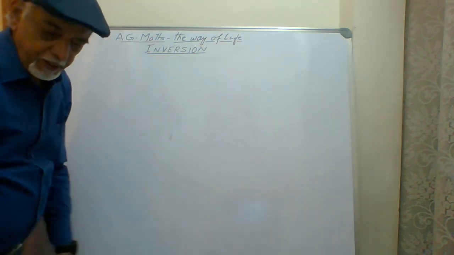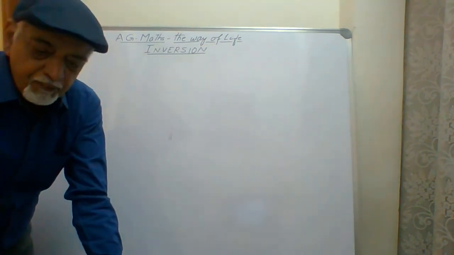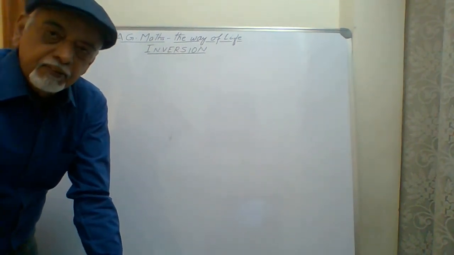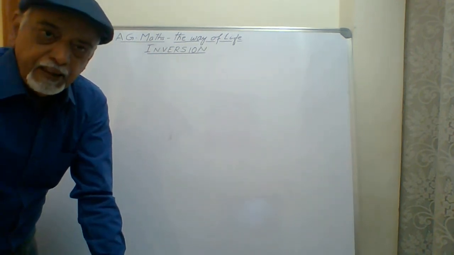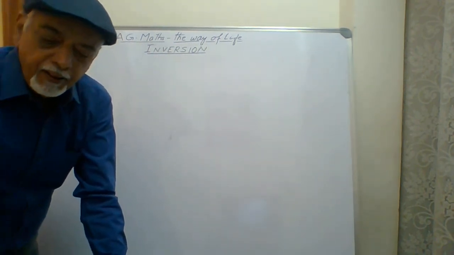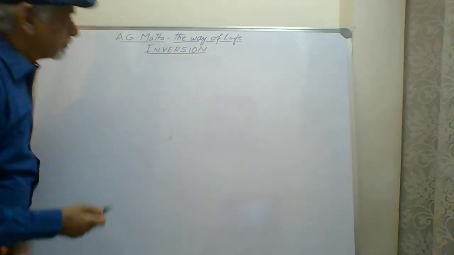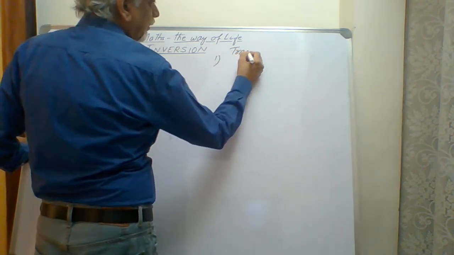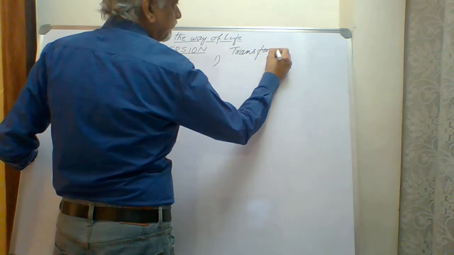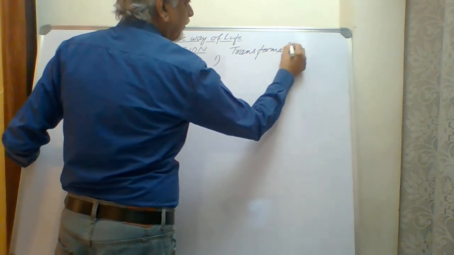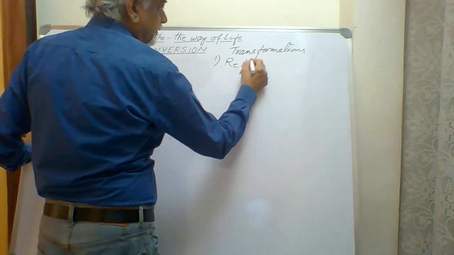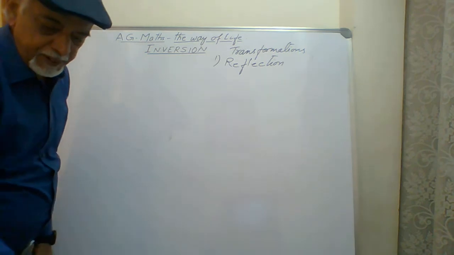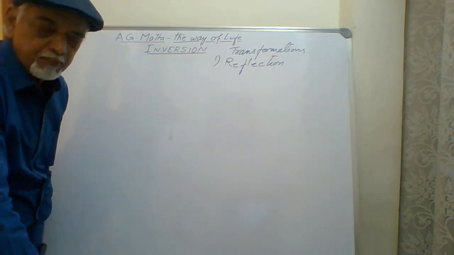So today I have selected a topic called inversion. It is a type of transformation, and we have learned many types of transformations earlier. Like what are the transformations we have learned? Number one, transformation by way of reflection. We know reflection is one way of transformation.